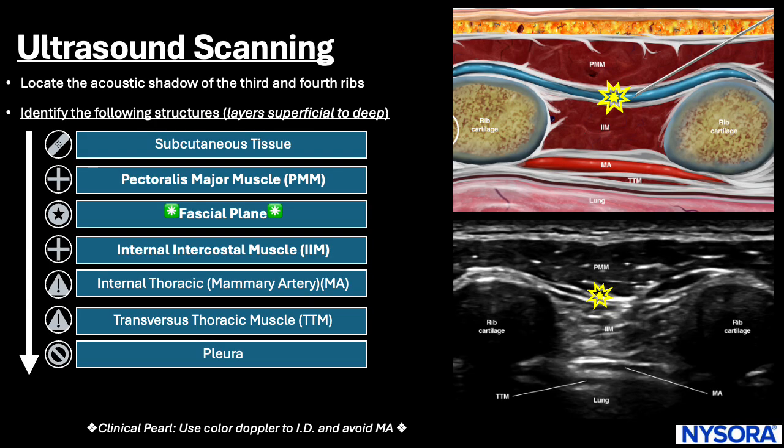Now identify the important anatomy. Note the acoustic shadow created by the ribs helps orient the anatomy. From superficial to deep, locate the pectoralis major muscle, the internal intercostal muscle, the internal thoracic artery, also known as the mammary artery, and finally the pleura or lung. The target for this regional block is the fascial plane below, or deep, to the pectoralis major, and above, or superior, to the internal intercostal muscle.